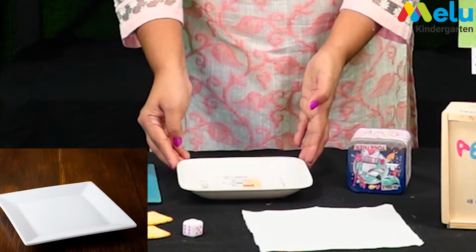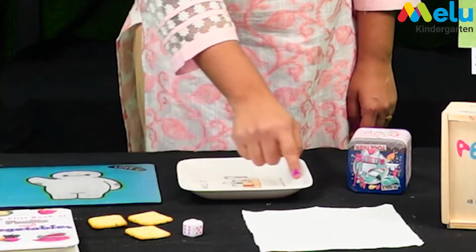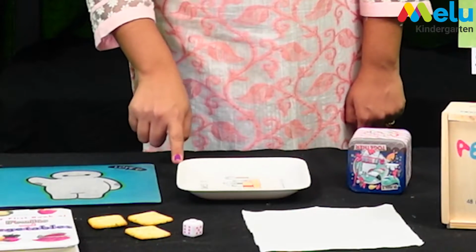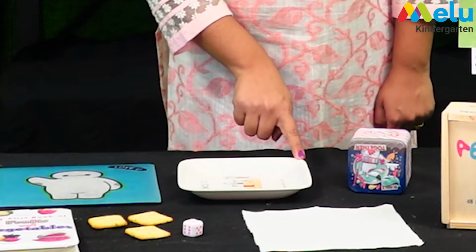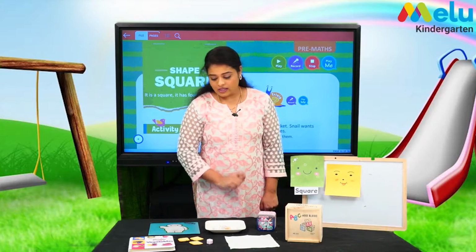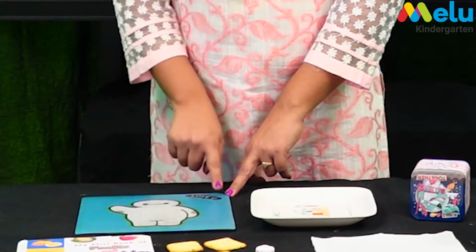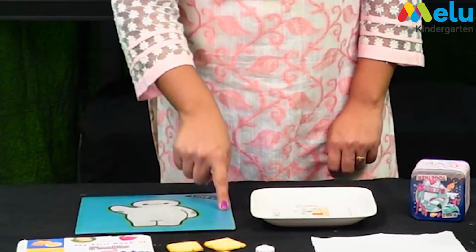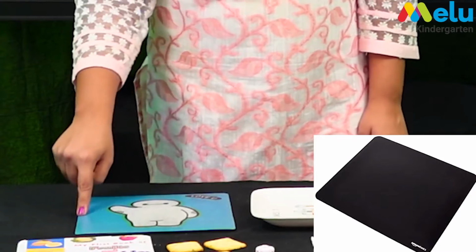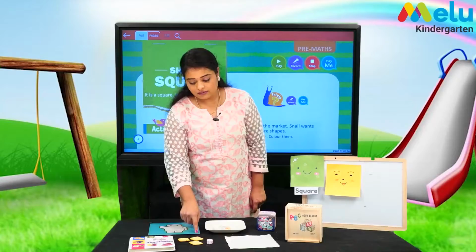Children, here I have a plate. Yes, and it is in the shape of a square because it has got four sides and all are equal. And here I have a mouse pad, and this is also in the shape of a square. It has got four sides and four corners.